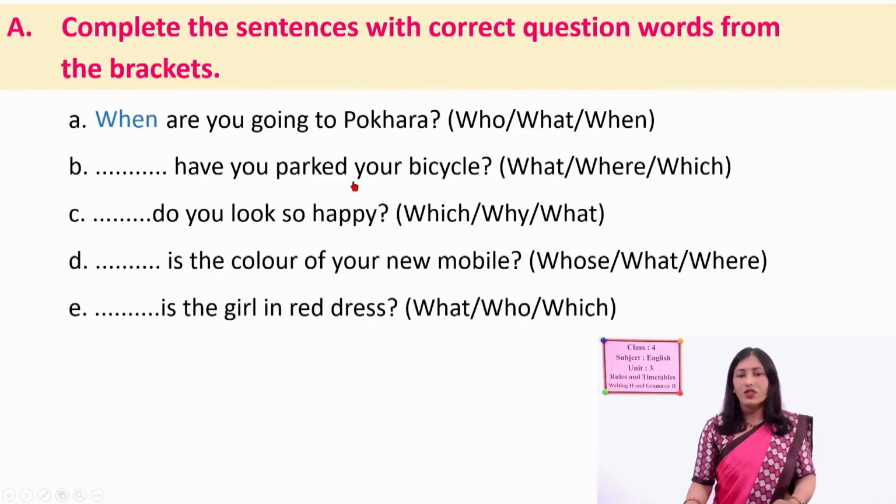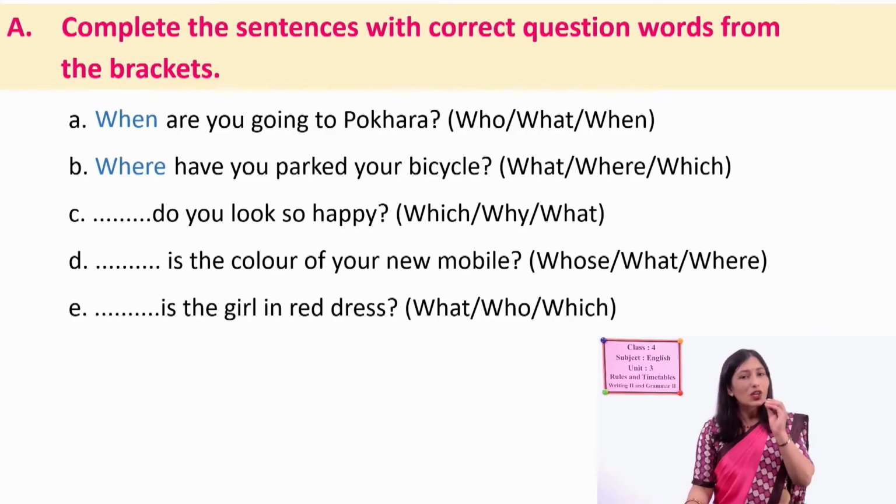It asks about time. And next, have you parked your bicycle? Have you parked your bicycle? What, where, or which? Which one is correct? What have you? Or where have you? Or which have you? Right, very smart. You understood the lesson well. Very good. Where have you parked? Because it asked about the place. Yes? First you should understand. Okay? What is the question about?